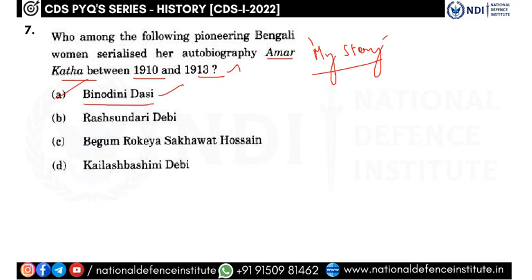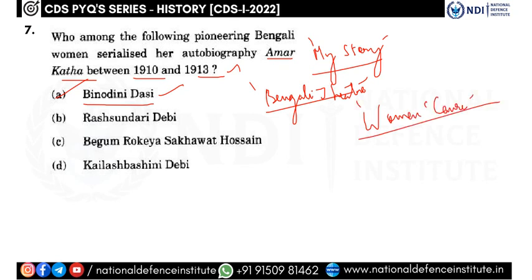So she is a very important, prominent figure in Bengali theatre. Yes. So she serialized her autobiography Amar Katha, which talks about the problems faced by women. So she took up the cause of women, and that is why she became one of the famous, pioneering persons with respect to Bengali theatre, Bengali cine industry. Yes. So you can see it is A. Binodini Dasi.